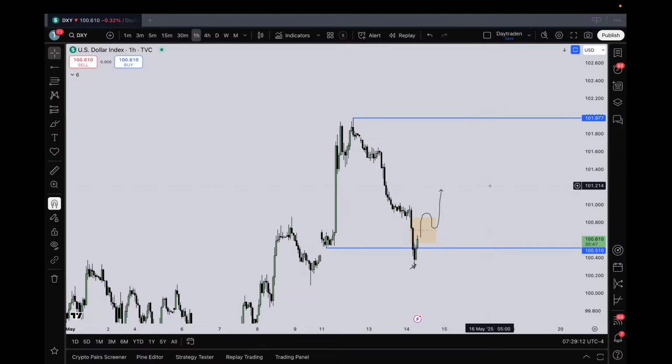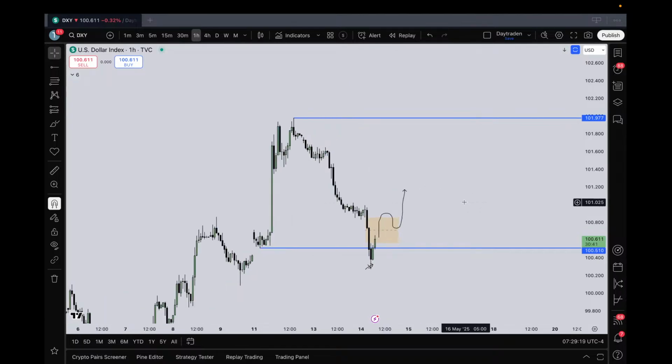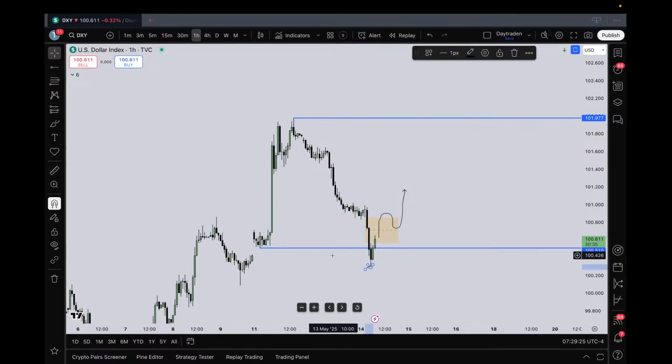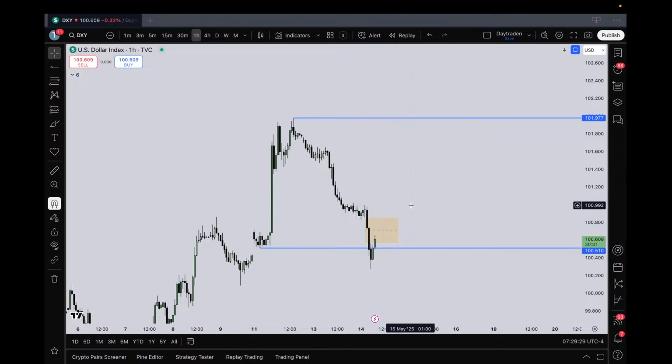I do think that a lot of the people are now flipping their bias towards a bearish bias on dollar. However, I'm personally not. I'm looking for buys, but we need to see a violation of bearish PD arrays before we can get into buys itself.